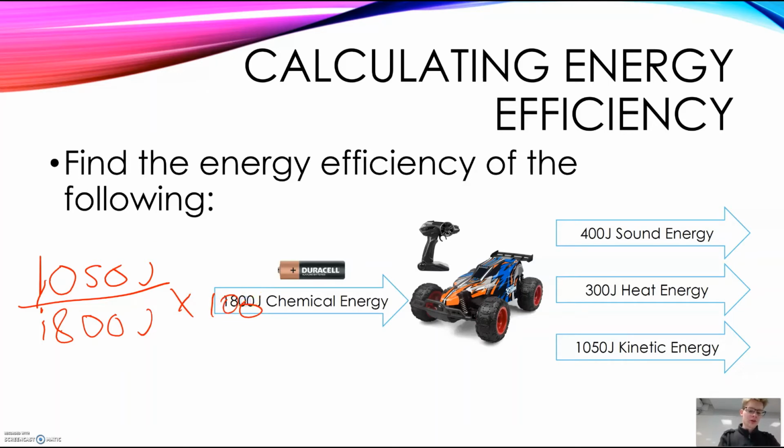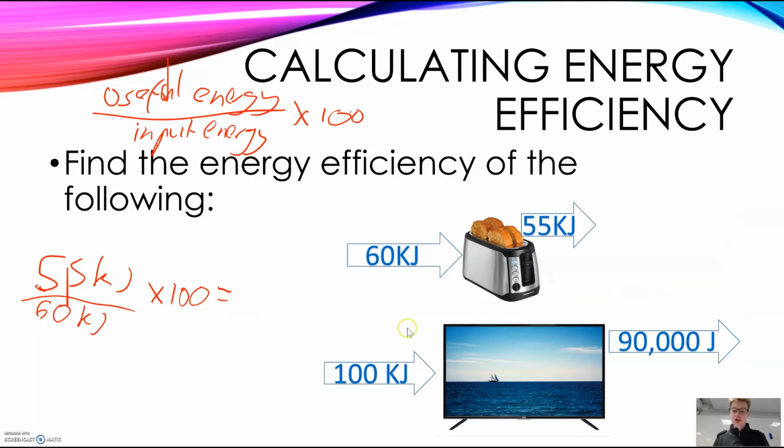Whoop, I'm going over some writing there. Equals, let's do a bit of a calculation, 58.33%. I'm rounding to 2 decimal places there. All right, 58.33%. That's only 58.33% of the energy that the battery possessed is actually being used for a good purpose. The rest of it is being wasted. That's right. All right, let's look a bit further at some more examples here.